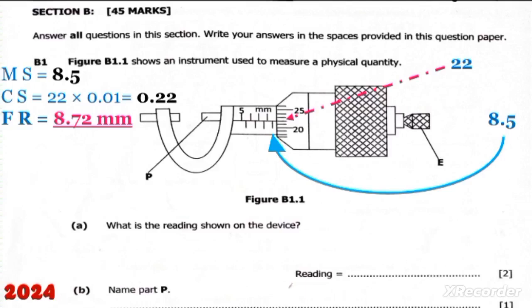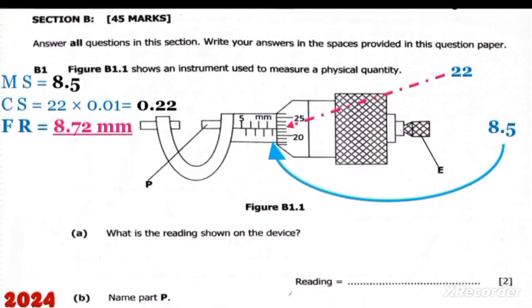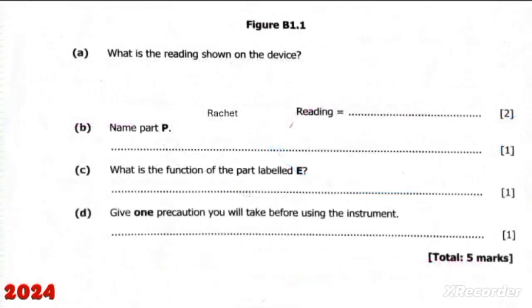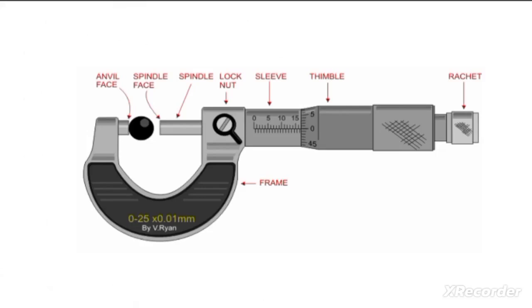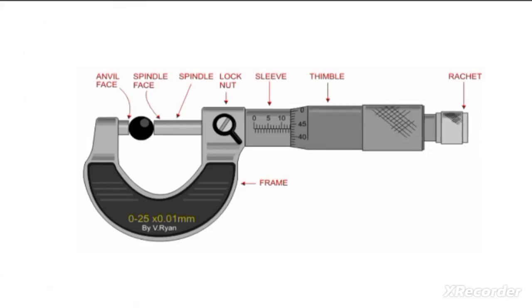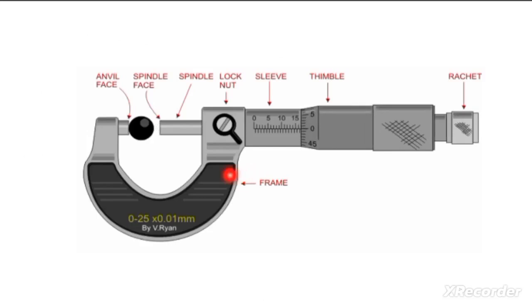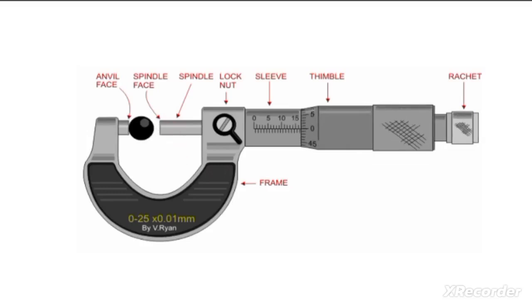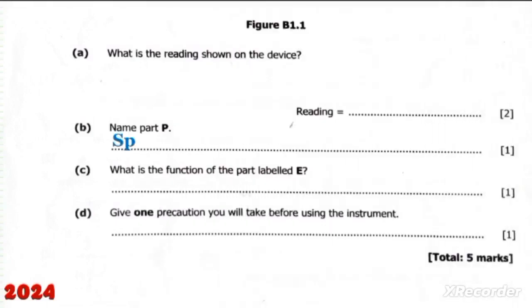Let us move to the next part of this question, which is question B. Name part P. So which one is part P? Part P is here. So they want us to name part P. As we can see, part P is a spindle. Okay, part P is a spindle.